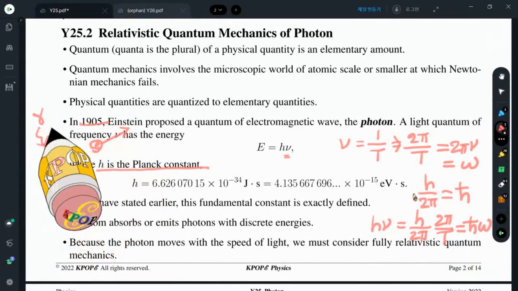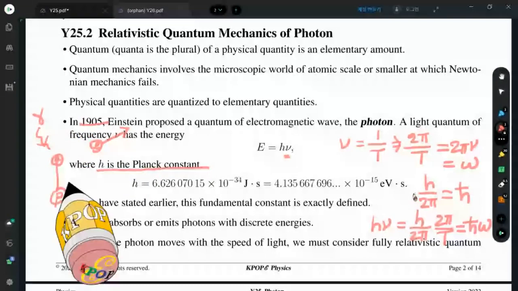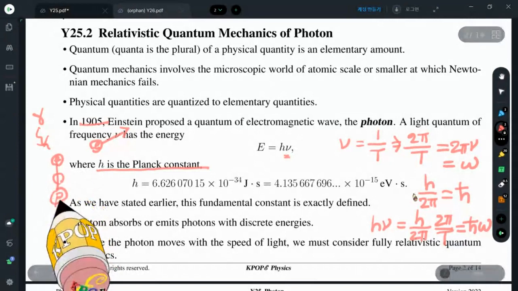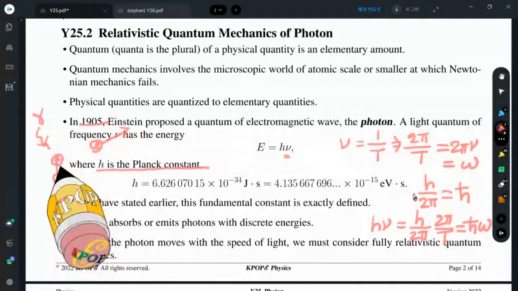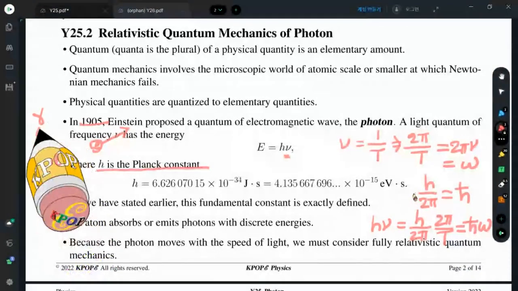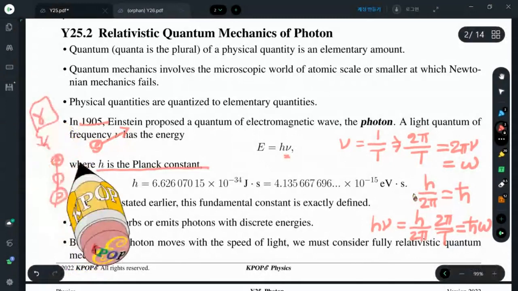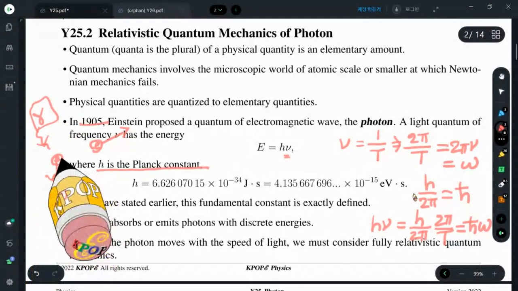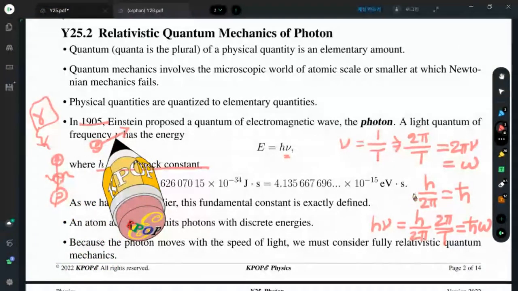Okay, so the energy of the photon is closely related to the bondage between the electron and proton. When the energy of the photon is large enough, then this bondage is broken and the electron can be emitted. That is the photoelectric effect.